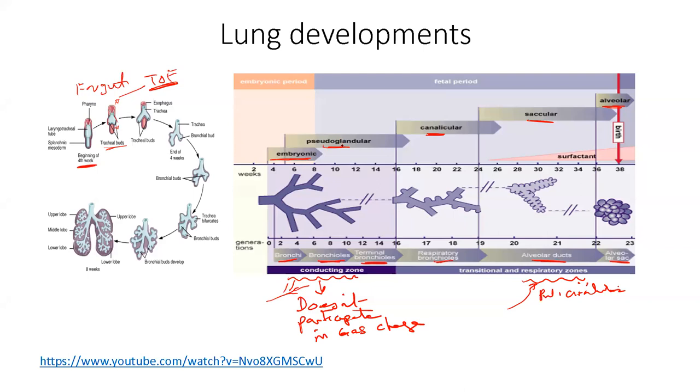After that, we have the pseudoglandular. The most critical phase of lung development is the canalicular. That's the board question. The most critical time of the lung development is the canalicular phase. And that's when bronchopulmonary dysplasia, the new version or the new type, appears.